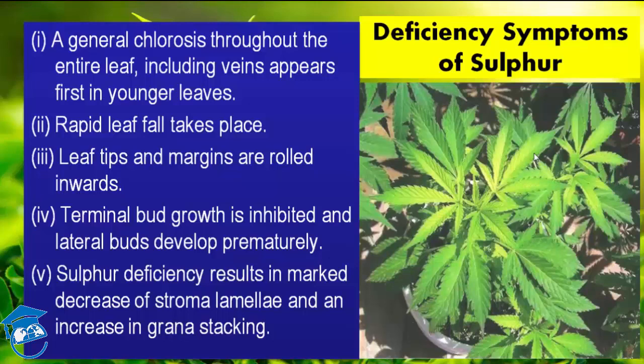The leaf tip and margin get rolled inward because of the deficiency of sulfur. Terminal bud growth is inhibited, and lateral buds develop prematurely. Sulfur deficiency results in a marked decrease of stroma lamellae and an increase in grana stacking. So these are the deficiency symptoms of sulfur.